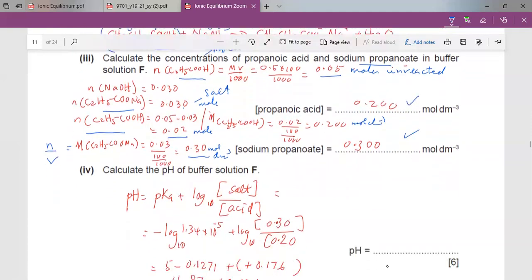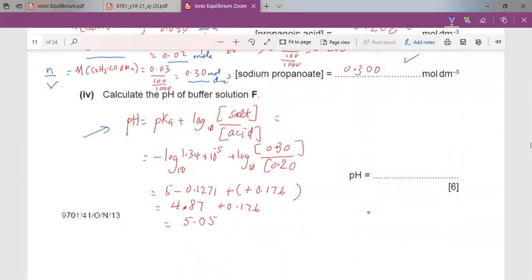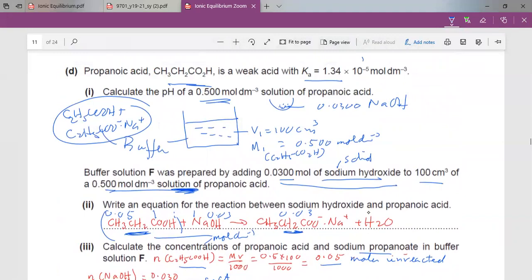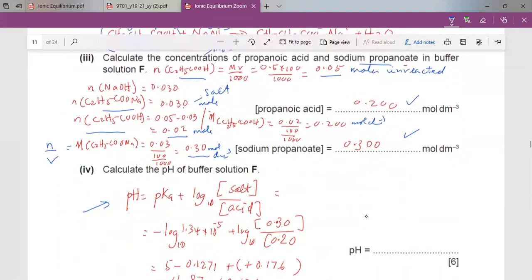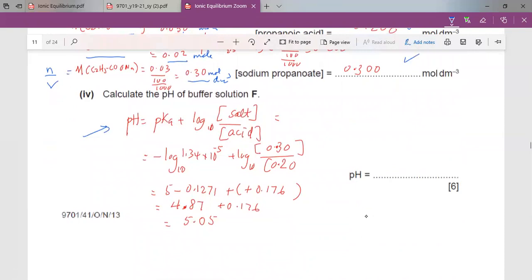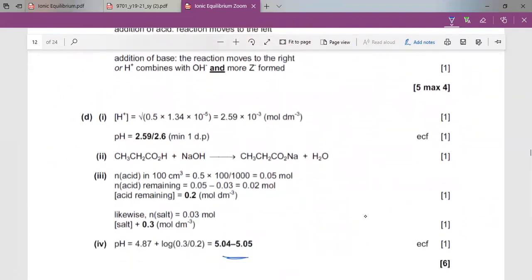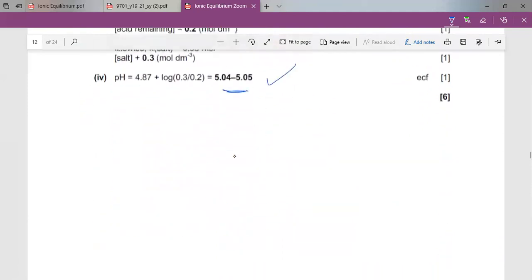So find the pH of the buffer, simply. Use the formula again: salt over acid. You're given the Ka, it's given here: 1.34 times 10 to the power minus 5. You take the log, and make sure you use the log properly. This is 0.3, the salt, over the acid. The answer is 5.05. Okay, here we are, correct.